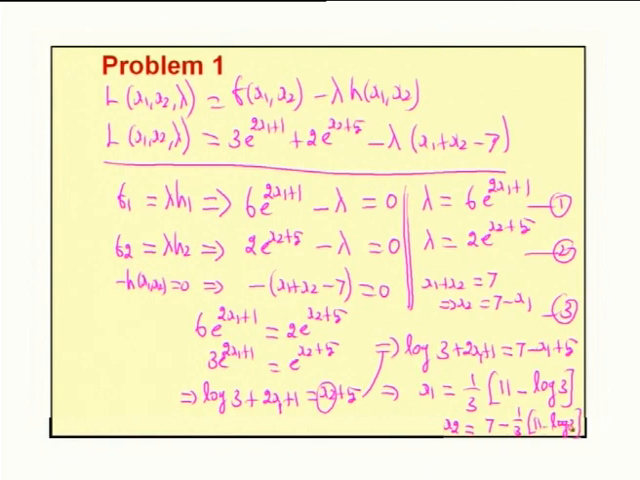So, for the given NLPP, the optimum value is x1 equal to 1 by 3 into 11 minus log 3 and x2 equal to 7 minus 1 by 3 into 11 minus log 3. For this x1, x2, our NLPP optimizes the Z. Let us have a break.